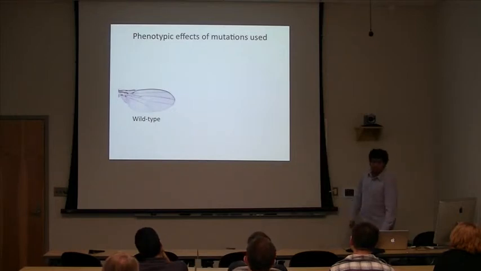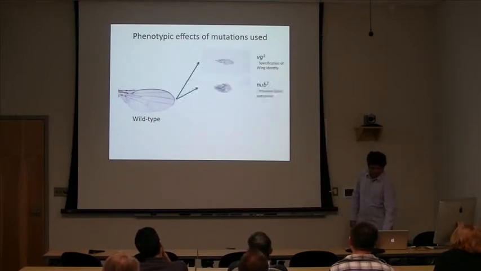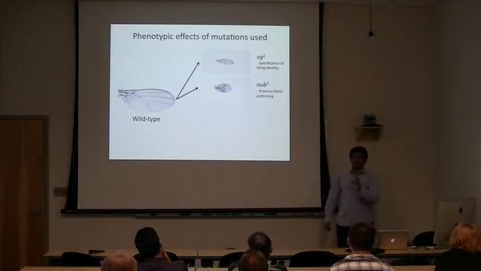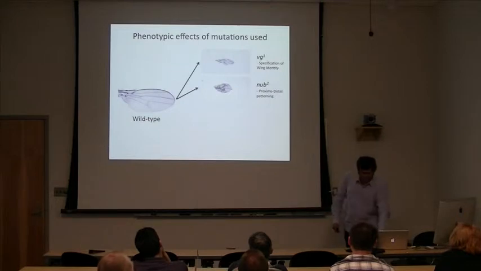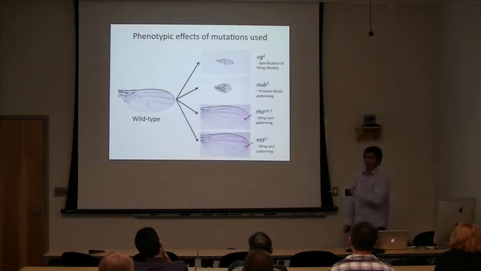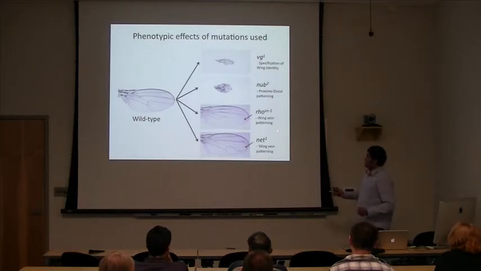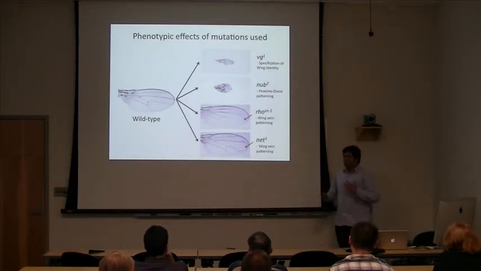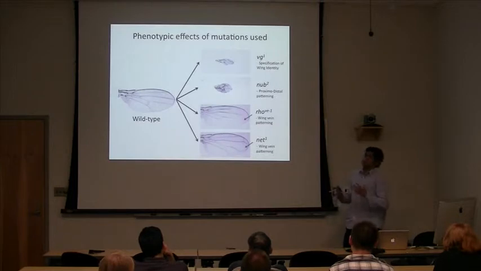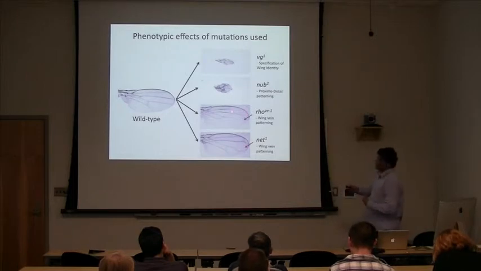The phenotypic effects of the mutations used were the same vestigial mutation and another nubbin mutation. Now these two are developmental mutations, with strong developmental effects. We also used a bunch of weak wing patterning mutations. When the flies are wild caught and inbred in the lab, they uncover mutations which have phenotypes pretty similar to these.